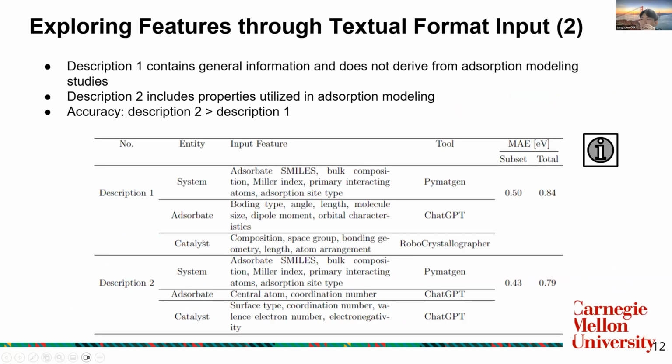Okay, in a previous slide, I showed the result from the string-based input data, but we also use descriptions generated by ChatGPT or RoboCrystallographer. So we generated textual descriptions by using two distinct methods for this case as well. The first type contains general information about the adsorbate molecule and the structure of the catalyst crystal. In contrast, the second description is designed to include features related to the adsorption energy modeling study, such as coordination number and electronegativity. This is an example.